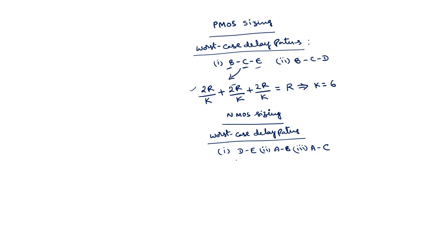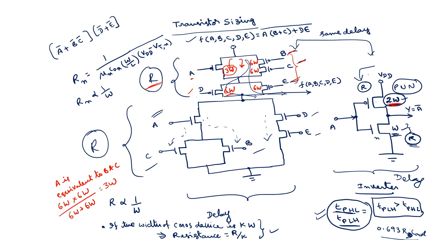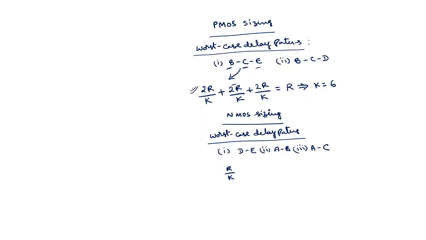So what is the resistance here? This will be R by K, because this resistance is directly R. It is already having the equivalent resistance of R only, whereas this will be having twice W, that is why you are taking here 2R. But in the computation of these NMOS sizes, you have to take R. So R plus K plus R plus K should be equal to R, because the equivalent resistance should be R. This implies K is equal to 2.